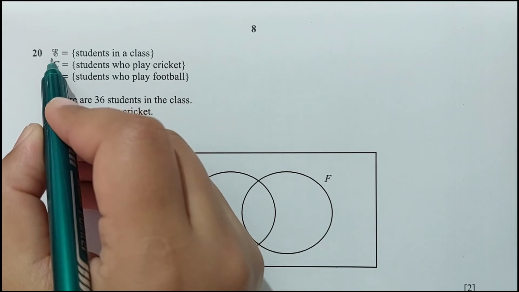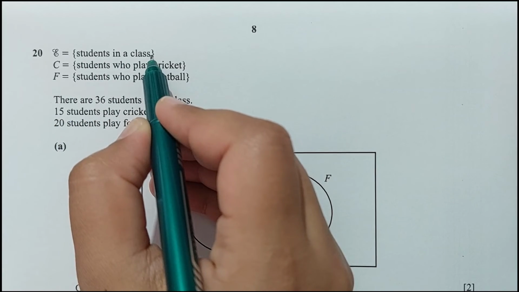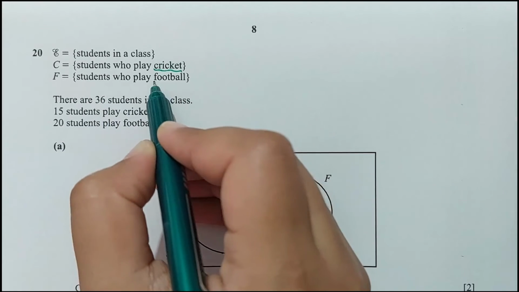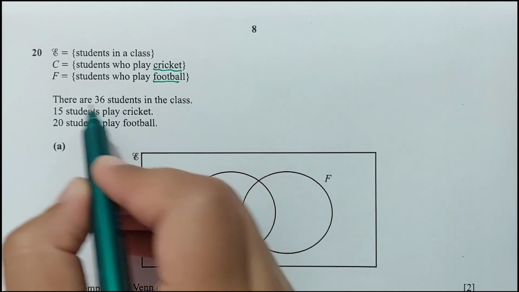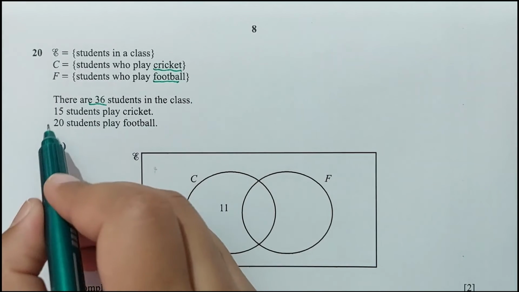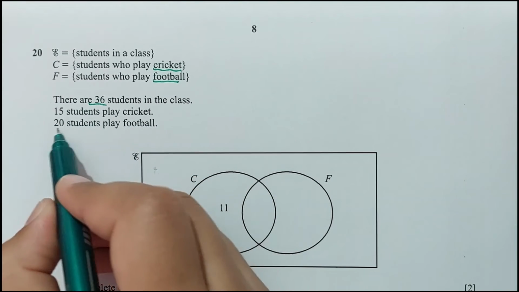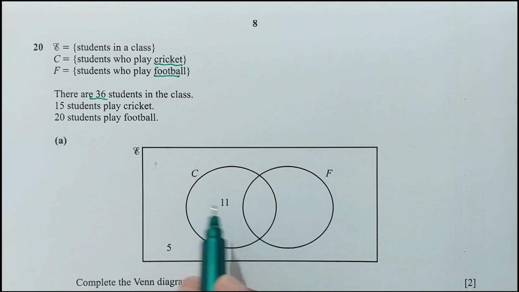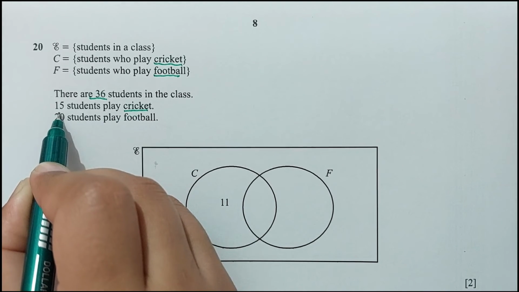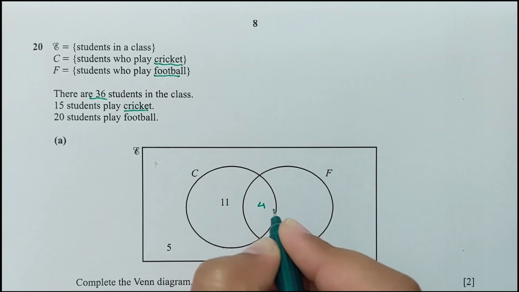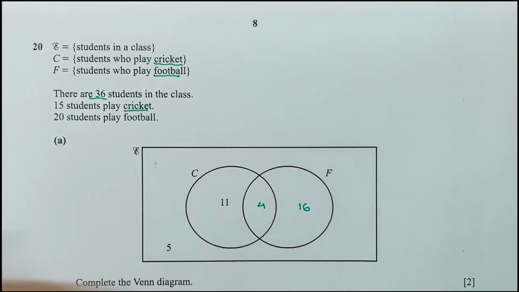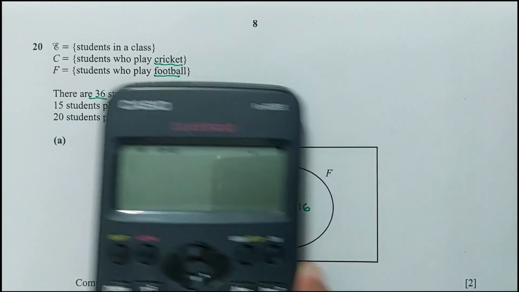Question number 20, the universal set is the students in a class, right? C, the students who play cricket, and F, the students who play football, right? There are 36 students in the class, so the total number of students is 36, right? 15 students play cricket and 20 students play football. Part A, complete the Venn diagram, right? Okay. So cricket only is 11 we have been given, and we know that 15 play cricket. So 11 plus 4 makes 15. So for football, we have to subtract 4, that is 16 over here. And how much is left to make 36?